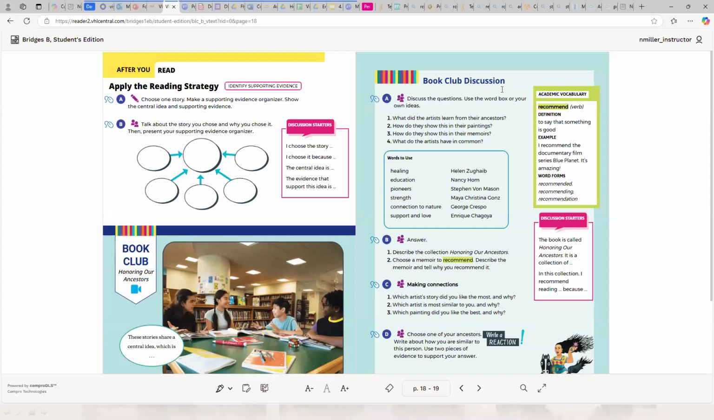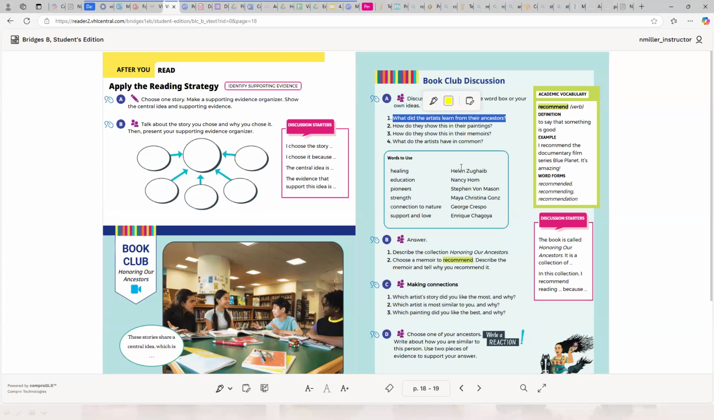So how could you work this into your classroom? I want to talk about these book club discussions here. Obviously some were more write their answers. What did the artists learn from their ancestors? The kids would have learned that from reading those memoirs. How did they show that in their painting? Because each had a painting. How do they show this in their memoirs? What do they have in common?